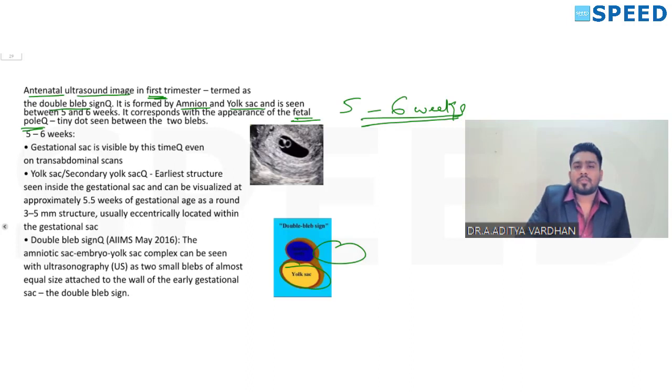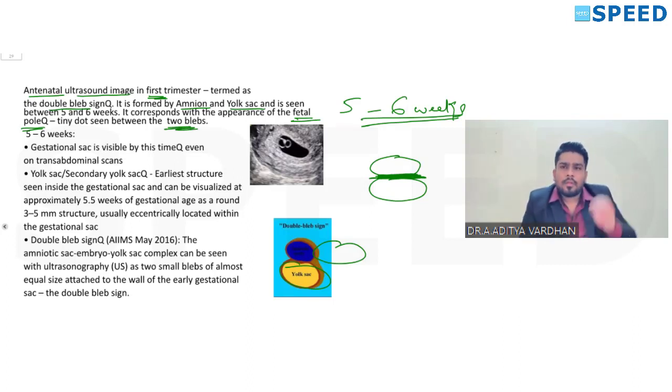So where will be the fetal pole, sir? Let's say this is one bleb, this is another bleb. It will appear here, friends. This is how the fetal pole will be: a tiny dot seen between the two blebs. During 5 to 6 weeks, a gestational sac is visible by this time on transabdominal scan itself.